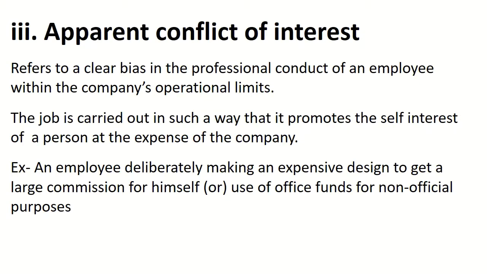Number 3. Apparent conflict of interest. It refers to a clear bias in the professional conduct of an employee within the company's operational limits. The job is carried out in such a way that it promotes the self-interest of a person at the expense of the company. Example, an employee deliberately making an expensive design to get a large commission for himself, or the use of office funds for non-official purposes.